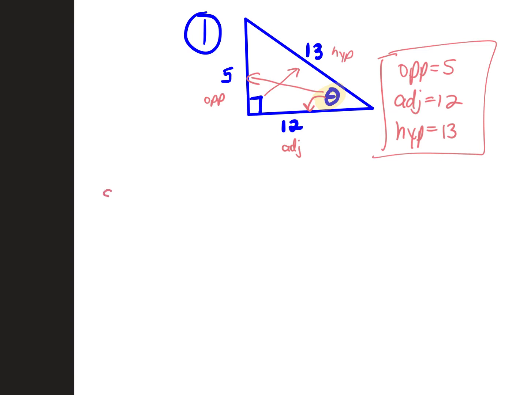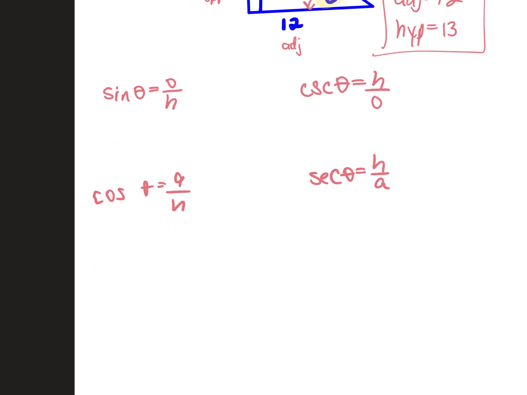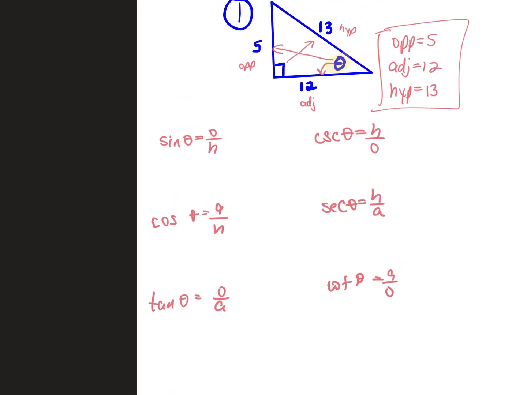So the first one I'm going to write is the sine of theta. Sine is opposite over hypotenuse. What goes with sine? Cosecant, good, which is hypotenuse over opposite. Then I have cosine theta, which is adjacent over hypotenuse. So I have secant theta is hypotenuse over adjacent. Then I have tangent theta, opposite over adjacent. Cotangent theta, adjacent over opposite. You guys with me? All right, let's go through this.